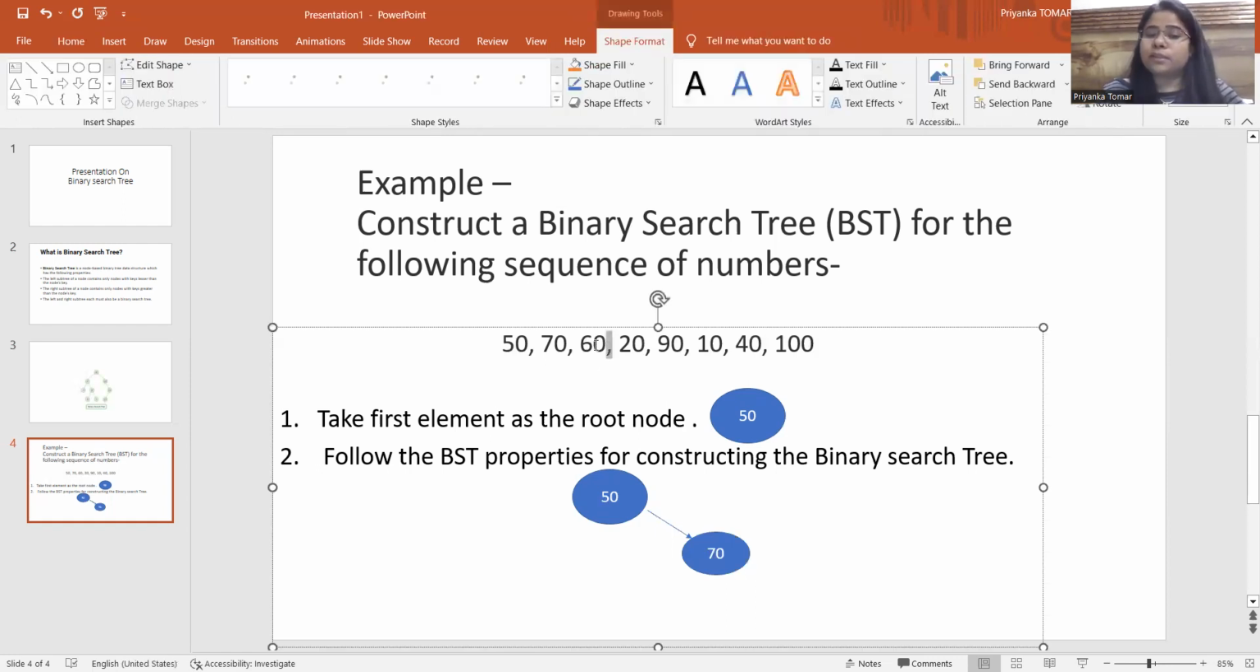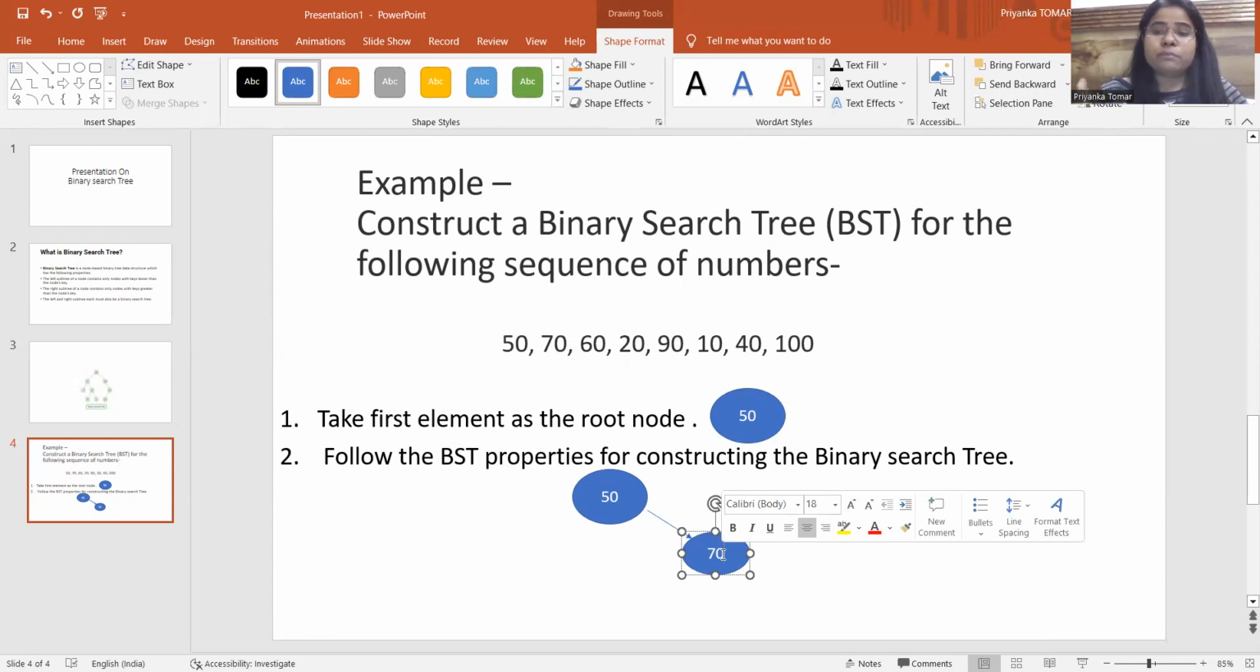Now comes the third element, which is 60. It is also greater than the root node. We will always compare with the root node. Remember this point: we will always compare all the elements with the root node. So 60, the third element, is greater than the root node. Then we will put this 60 on the right side of 50, but on the left side of 70. Why so? Because 60 is smaller than 70, so we will make 60 the left child of 70.